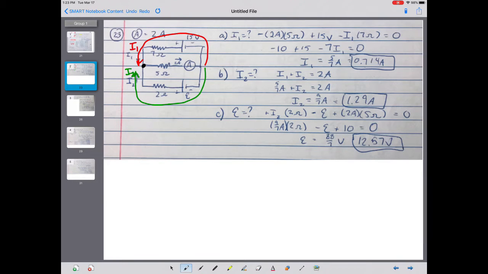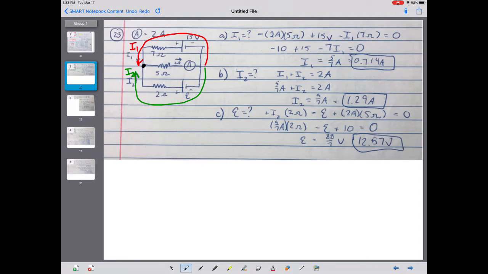For I2, I can use the loop rule, but because I know what I1 is already, I can solve for I2 just using the junction rule. I1 and I2 go into the junction on the left side where the black dot is, and 2 amps comes out. Plug in your I1 value, plug in 2 amps, and solve for I2.